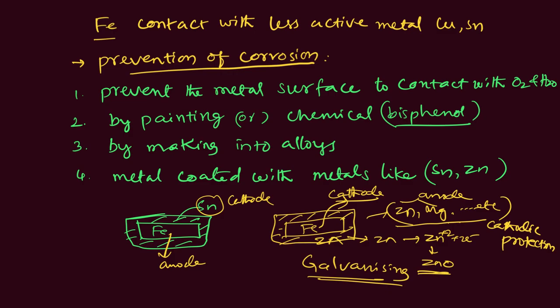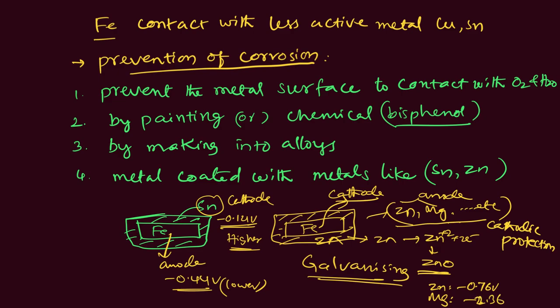The stannous electrode potential value is -0.14 volt, the standard reduction potential. The iron value we already know is -0.44 volt. This is the lower value and this is the higher value. Higher value acts as a cathode, lower value acts as an anode. The zinc electrode potential is -0.76 volt, and the magnesium electrode potential is -2.36. These values are lower than iron, therefore these act as an anode.